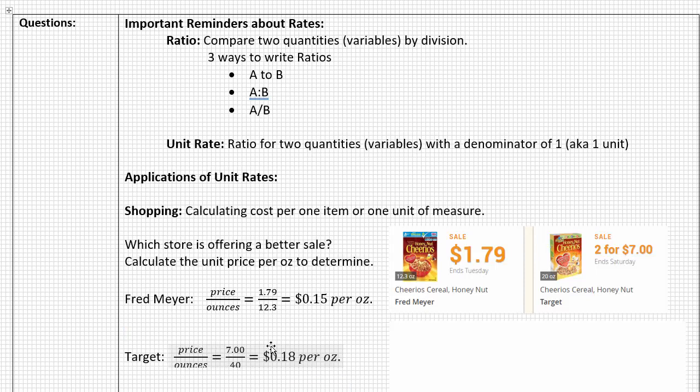So the setup was the same as I mentioned. I did $7 for 40 ounces since you get two 20-ounce boxes for $7.